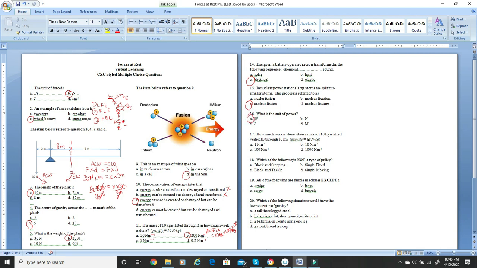How much work is done when a mass of 10 kilograms is lifted vertically through 10 meters? Gravity there. So work is equal to force times distance, and we just convert the mass into a force, which is the weight. We're multiplying here, and then we have the distance, which is 10 meters. So I have 3 zeros right here, so the answer would be 1,000 newtons per meter.